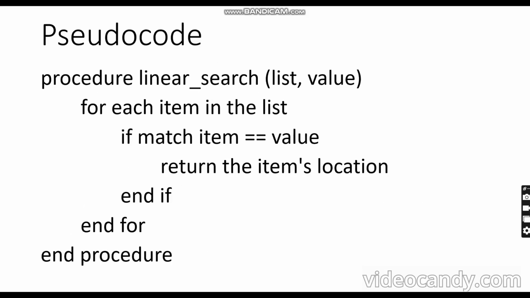So this is the basic concept of linear search. So here you can see the pseudocode. You definitely have to repeat the same procedure again and again. That's why we are using a for loop, and the for loop will iterate over all the elements in the array. So if the match item is equal to the value, return its location, and then you can terminate the loop. This can be better understood in the next program.